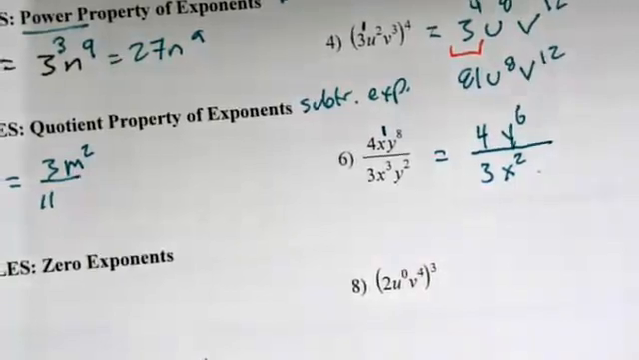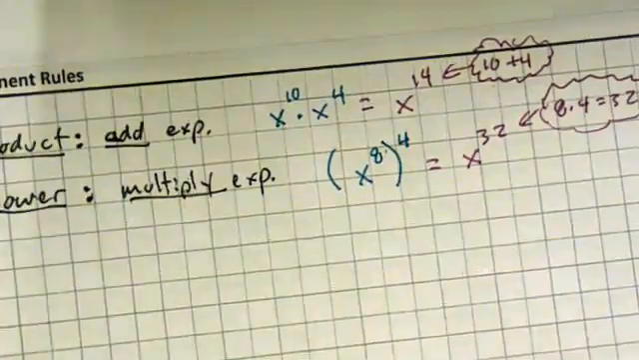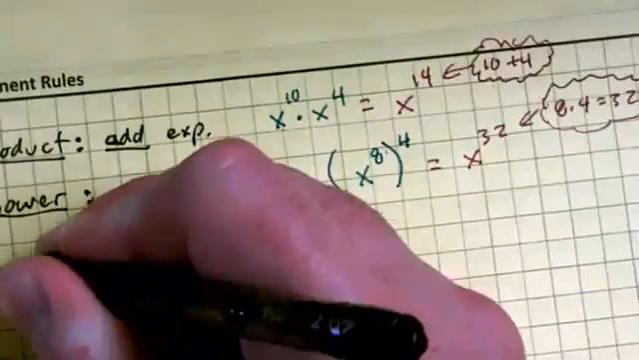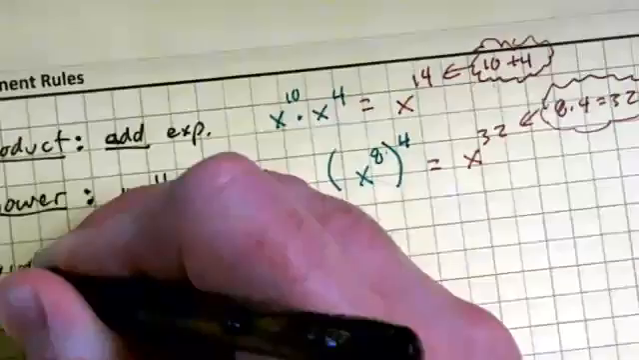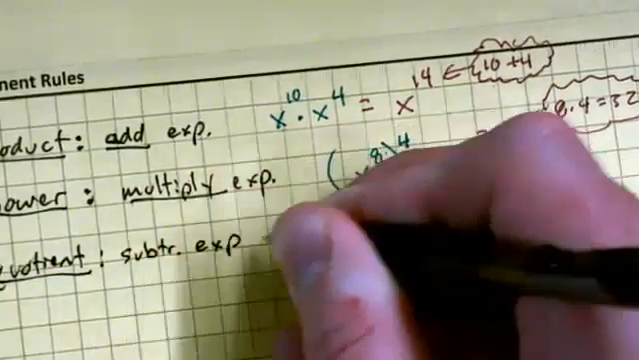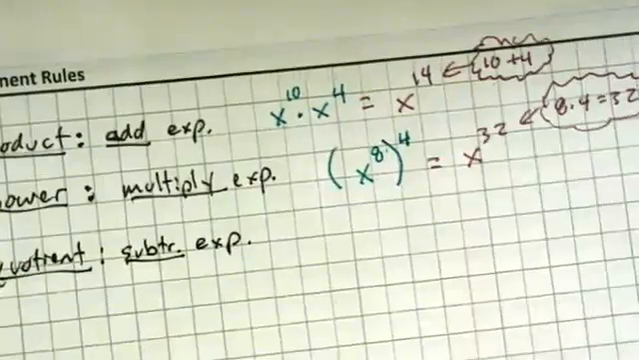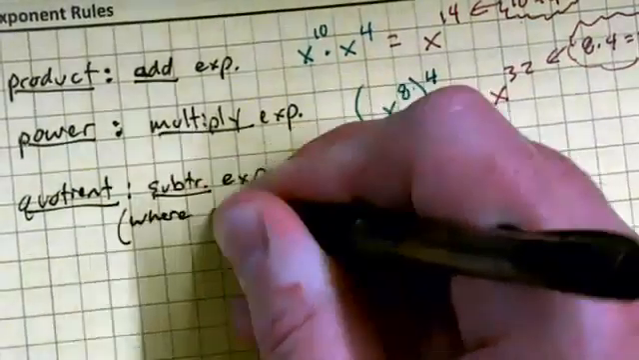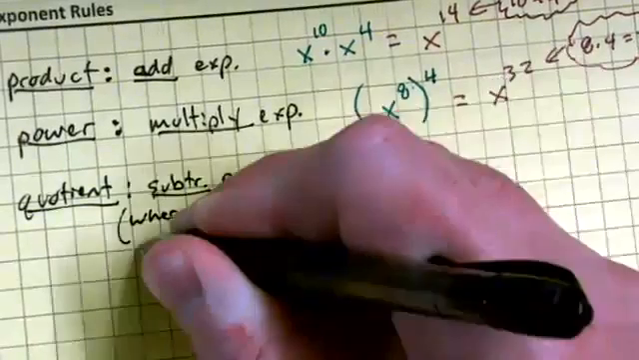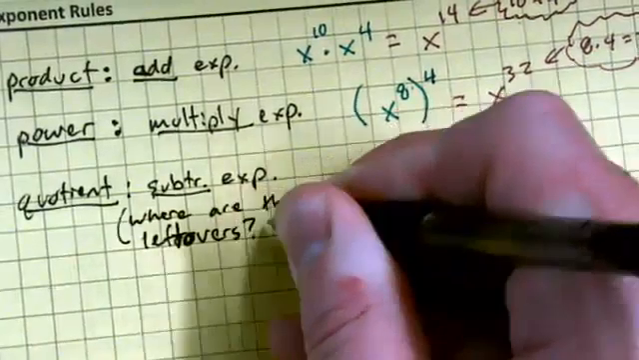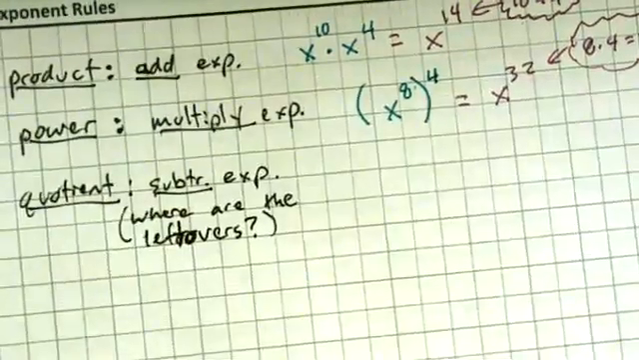Okay. So let's write something down for this now. This one gets a little bit more complicated. I think I might do 2 examples for this, but let's do quotients. And for this one, we subtract the exponents. But we also have to ask ourselves, where are the leftovers? Are they on the top or the bottom?